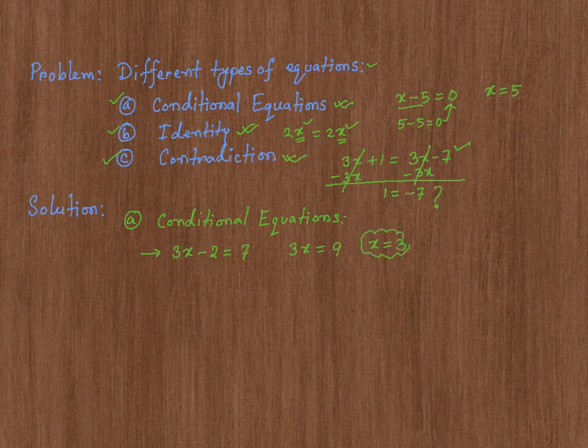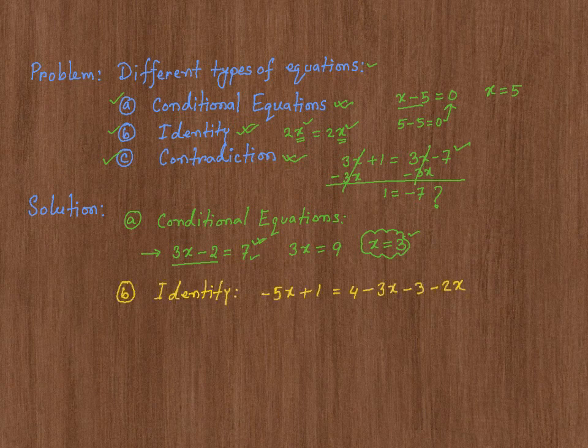Now the given equation holds true only if I plug in x equal to 3. So if I plug in x equal to 3 on the left hand side, it will evaluate to 7, which is exactly what we have on the right hand side. For any other value of x, this equation will not hold true. So it is a conditional equation. So equations that have only specific solutions, we call them conditional equations.